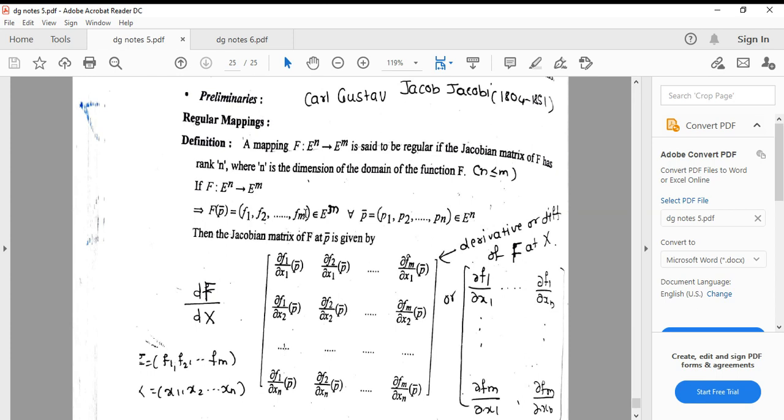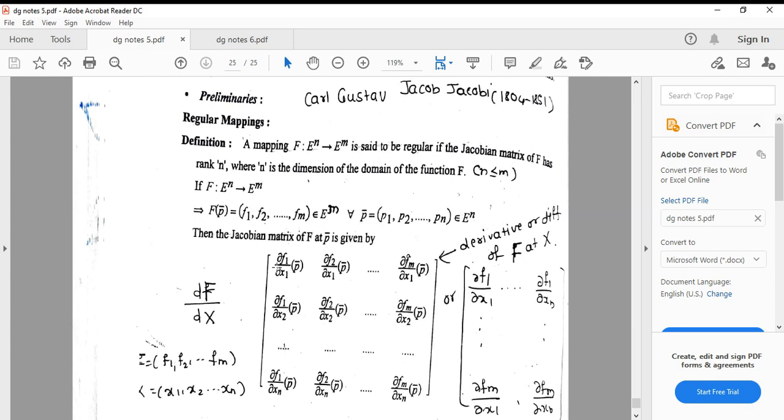What is a regular mapping? A mapping f from E^n to E^m. Instead of E^n to E^m, in real analysis we used R^n to R^m. You can go to the real analysis book, real analysis one in the first semester, the last chapter, I think third or fourth; there we went through some big theorems, the inverse mapping theorem also. So the mapping f is said to be regular if the Jacobian of f has rank n, where n is the dimension of the domain of the function.